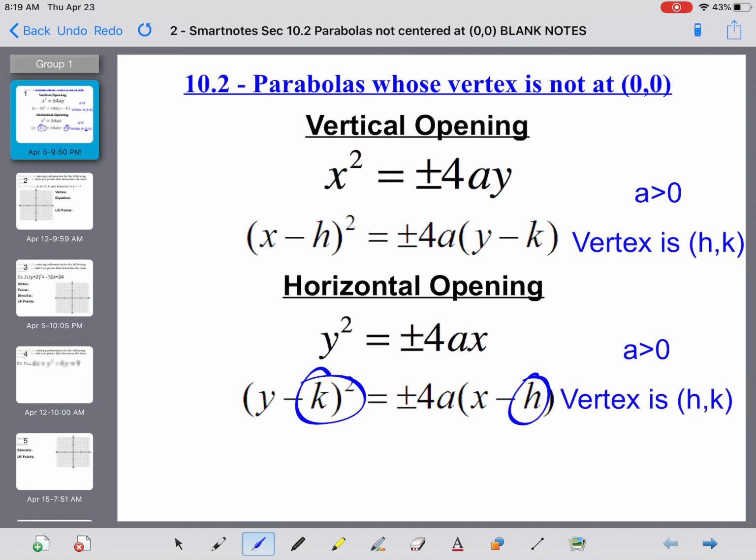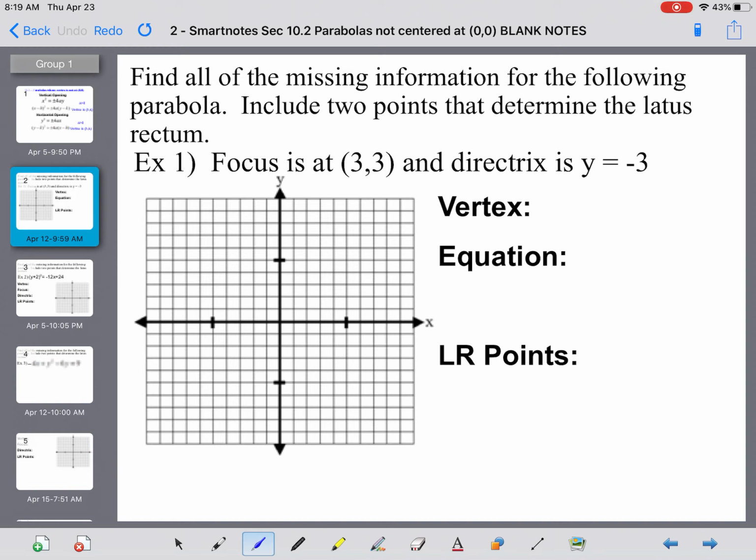But that's it. The a value does the same. The a value takes us one way to get to the directrix, the other way to get to the focus, and that's it. So let's try a few here. We want to find all the missing information and include 2 points that determine the latus rectum.